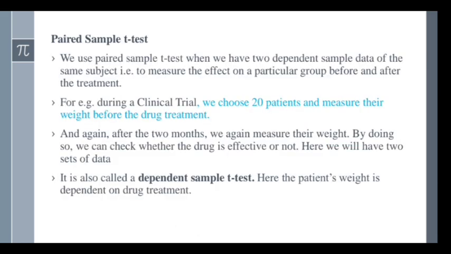Paired t-test. We use the paired sample t-test when we have two different dependent sample data of subjects. It is used to measure the effect on a particular group before or after treatment. For example, during a clinical trial, we choose 20 patients and measure their weight before the drug treatment, and again after 2 months we measure their weight. By doing so, we find whether the drug is effective or not.